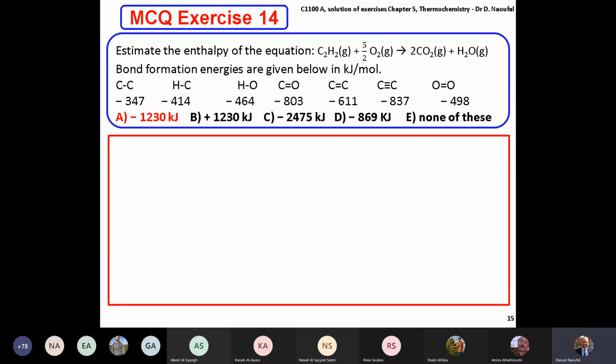Pay attention, he did not determine if the bond energies are bond energies of formation or not. In this exercise, he determined that they are bond energies of formation. In most exercises, he gives only bond energies and we have to deduce. Suppose this is not given, only bond energies. According to the data given, since the sign of the bond energies is negative, this is a bond energy of formation.